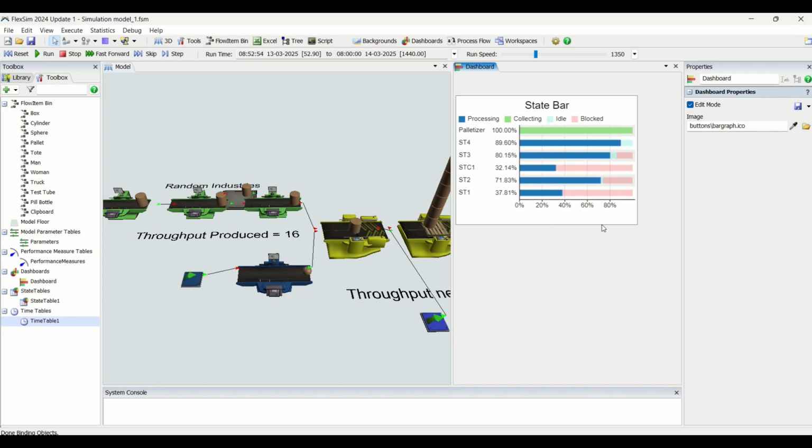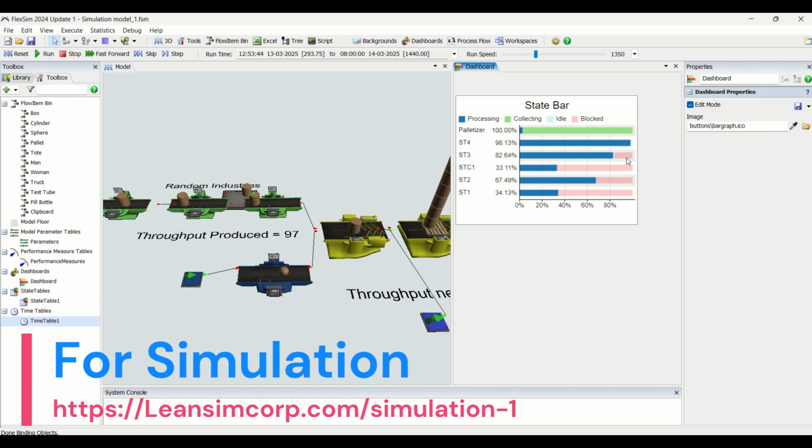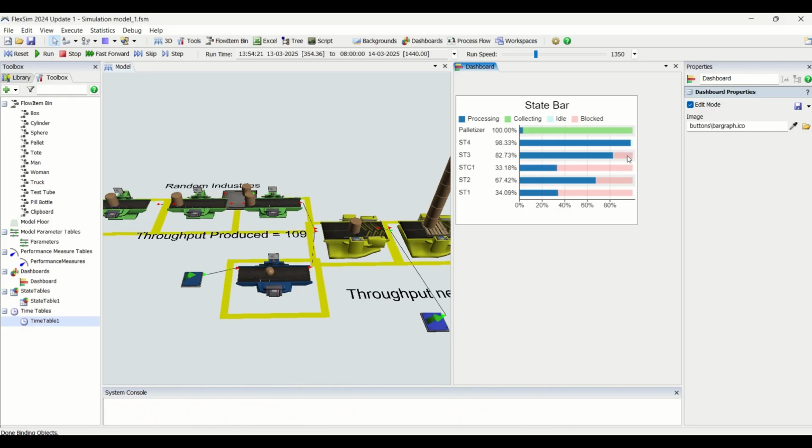Yeah, now we see what's happening, right? ST1 is more blocked, then we have ST2 blocked, then STC1 blocked majorly, and then ST3 as a blocked station. Let me make this faster. Now if you look here, ST1 is the highest blocked. ST2 is the station whose blockage has been reduced. You know why? Because we have added a buffer. The more buffer we bring in here, the more its blockage is going to be reduced. And this is ST3, which is at the highest utilization.